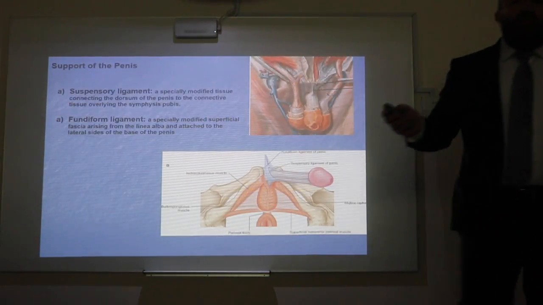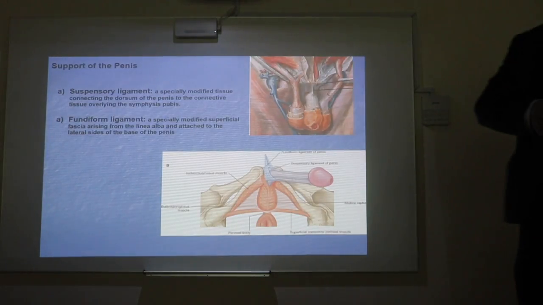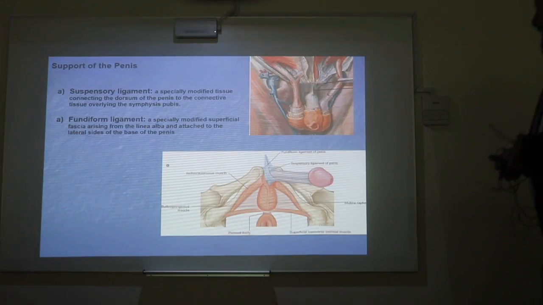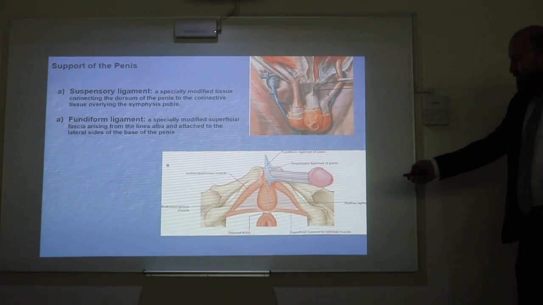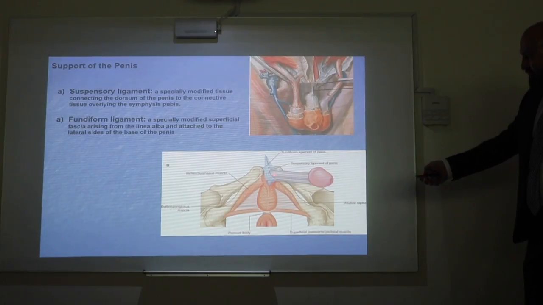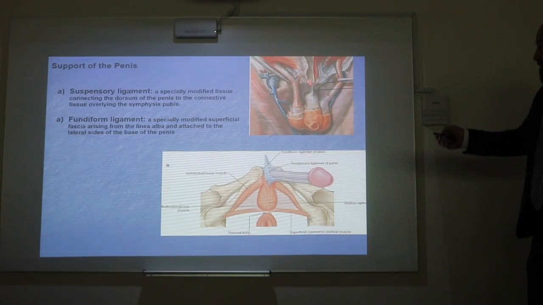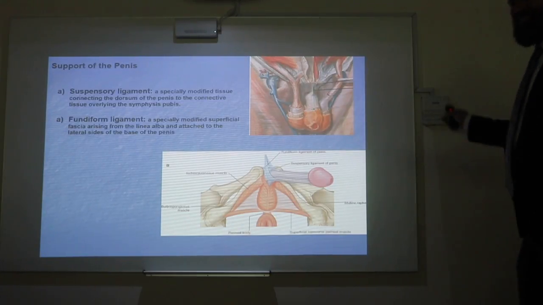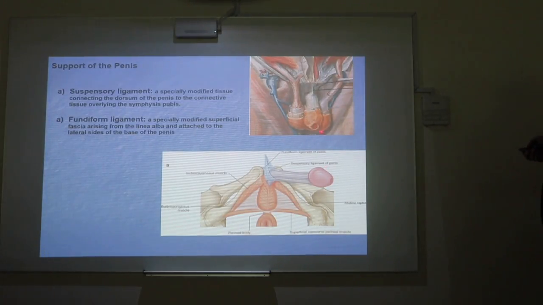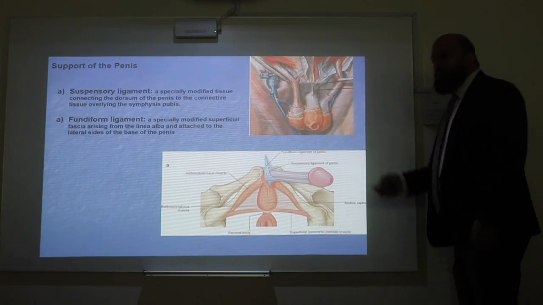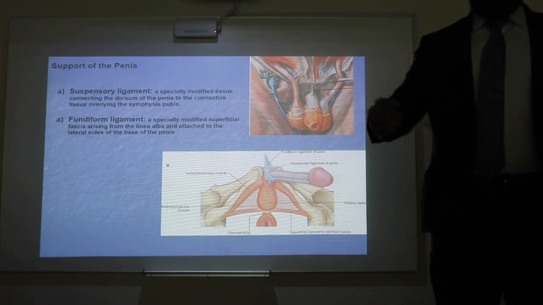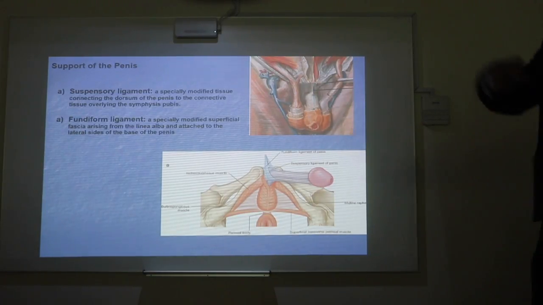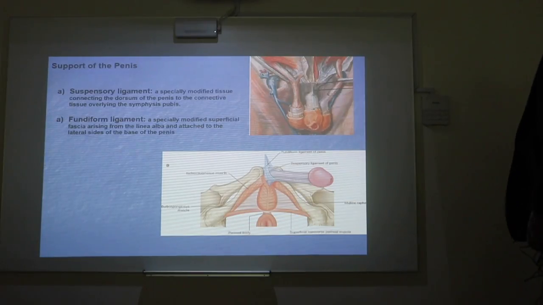Now, the penis is supported by 2 ligaments. One will come from the linea alba. Do you know what linea alba is? It is the fundiform ligament, similar to the uterus. And this one is called the suspensory ligament, which basically attaches the penis, the dorsal side, to the symphysis pubis and the fascia covering the symphysis pubis.